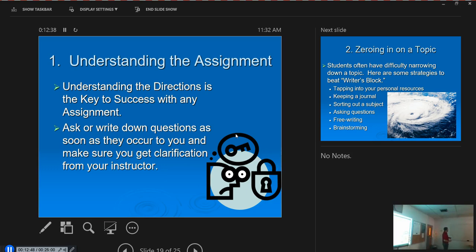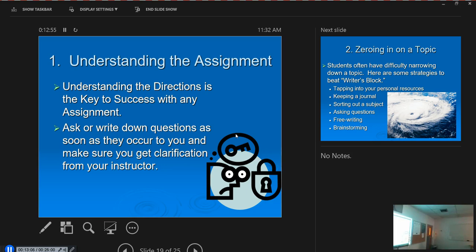Understanding the assignment. What you're going to find actually, at least in this class, is that we have gone through the process for the first 2 steps already. Understanding the directions is the key to success with any assignment.